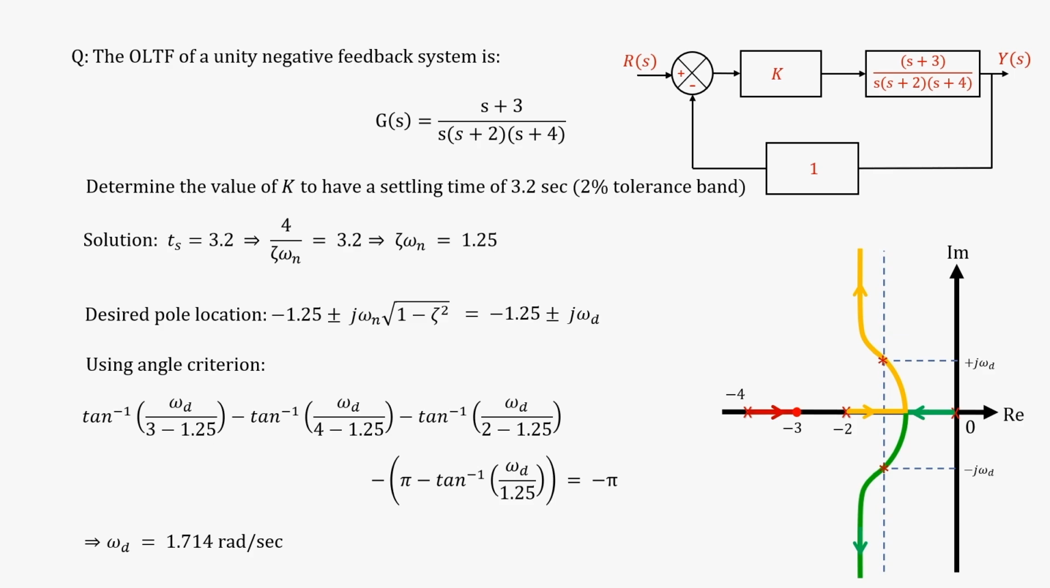You see tan inverse of, so from here these are the angles subtended, right. So, tan inverse of omega d, for the 0 you will have a positive term. So, tan inverse of omega d, this is omega d, this expression is 3 minus 1.25. So, for the 0 you will have a positive contribution, and then from the poles you will have negative contributions, which will be again similar to the previous example. On the right hand side I am again taking minus pi, so that I can cancel this minus pi out. Okay. Finally, when you solve it you will get that omega d will come out to be 1.714.